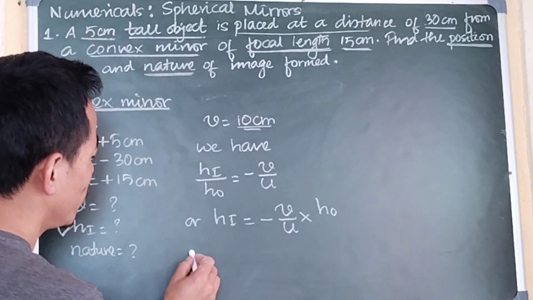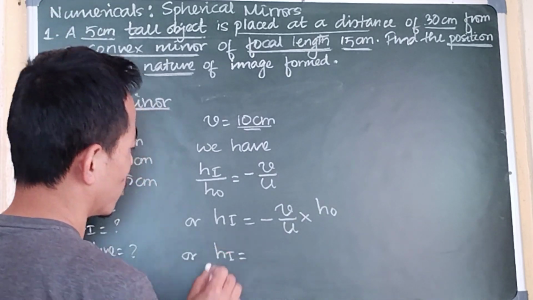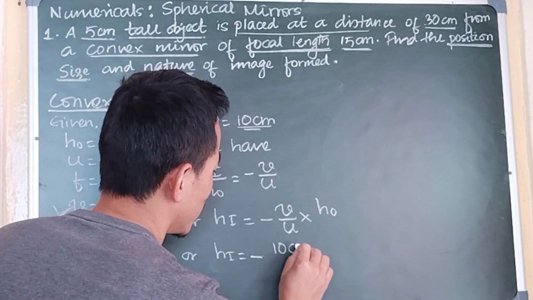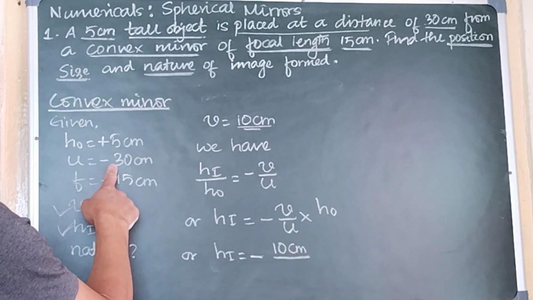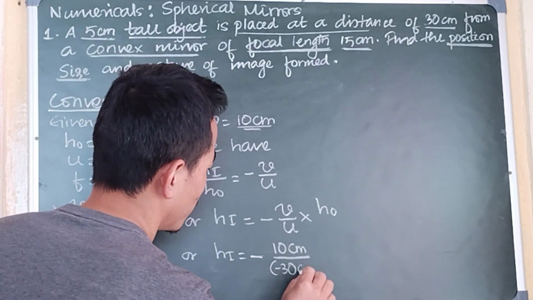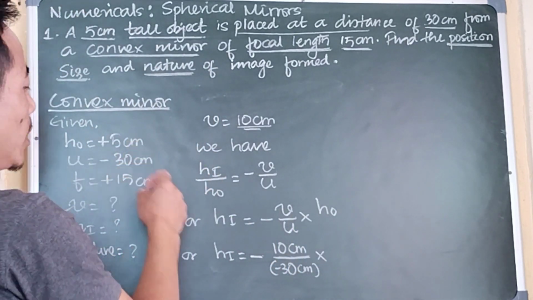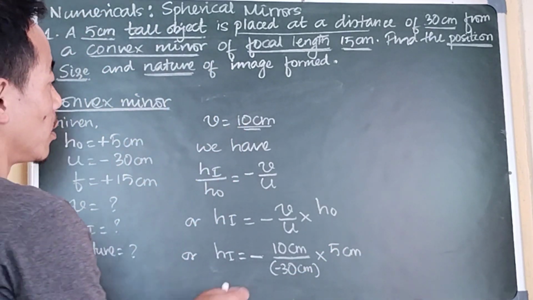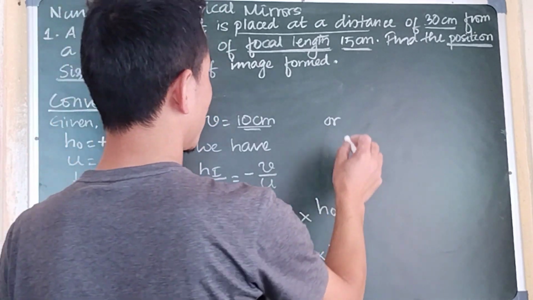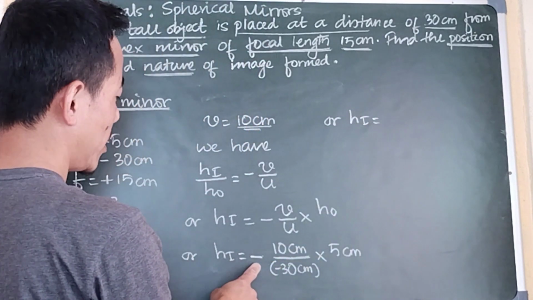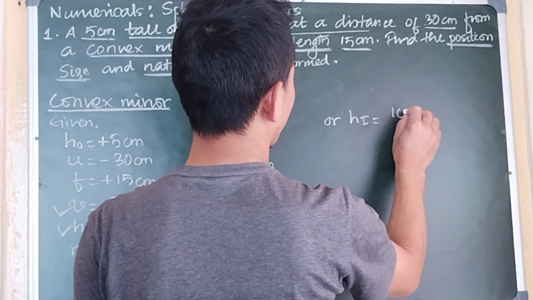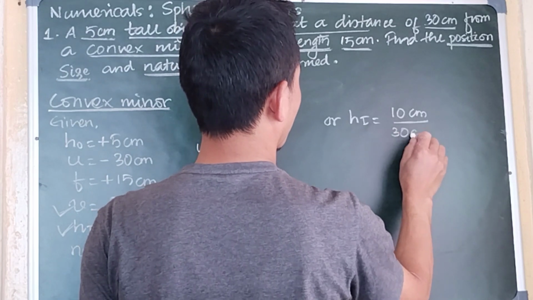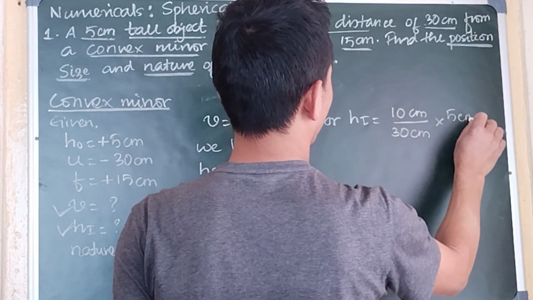So we are ready to put the value now. HI is equal to minus, we have here V, which we have obtained as 10 centimeter. U we have minus 30 centimeter. And HO we have plus 5 centimeter here. So you can simplify further before cancelling the terms. So HI, this minus and this minus becomes plus. So we have 10 centimeter divided by 30 centimeter into 5 centimeter.